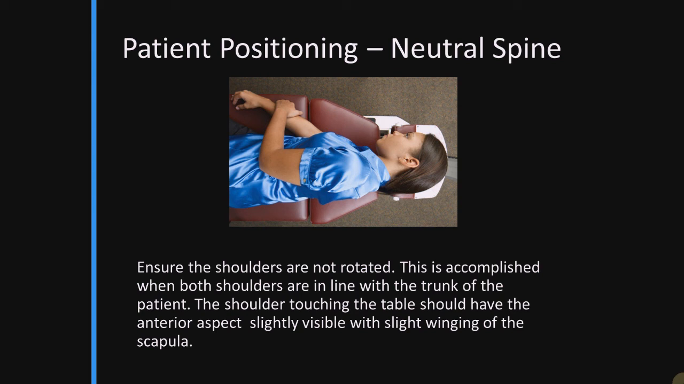The shoulder touching the table would have a slight anterior aspect of the humerus showing, and a slight winging of the scapula on the side the patient's lying down on. So in this example, her right anterior humerus should be slightly more anterior than her left shoulder, and her right scapula would wing ever so slightly more posterior compared to her left one, because her body weight is going to cause a slight compression of her shoulder girdle, making the shoulder blade flare.